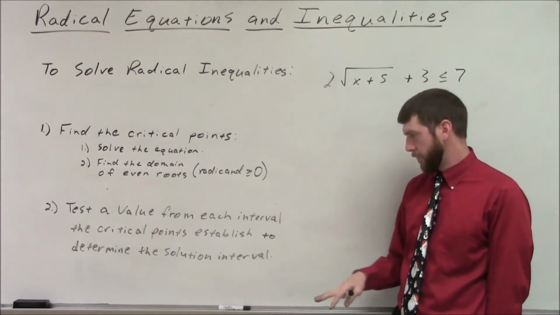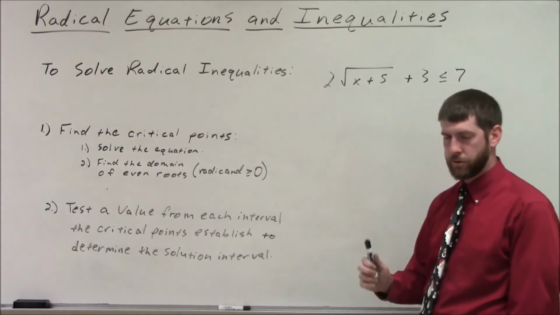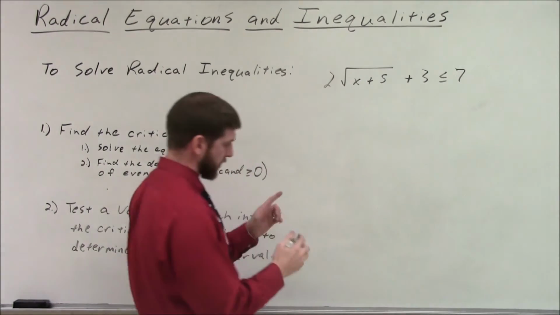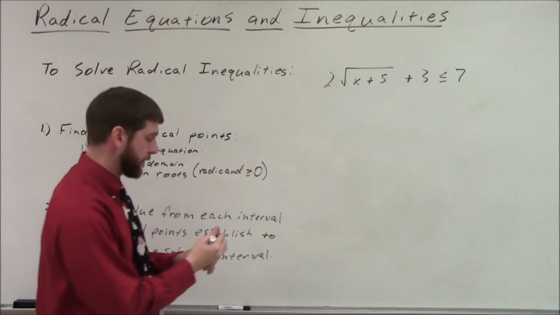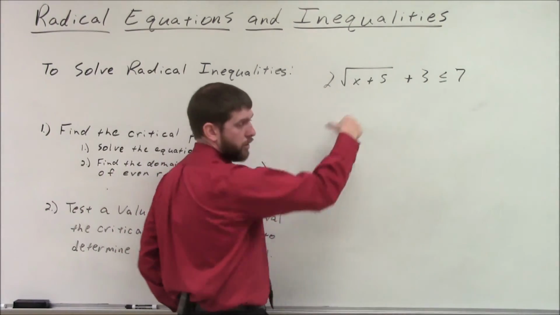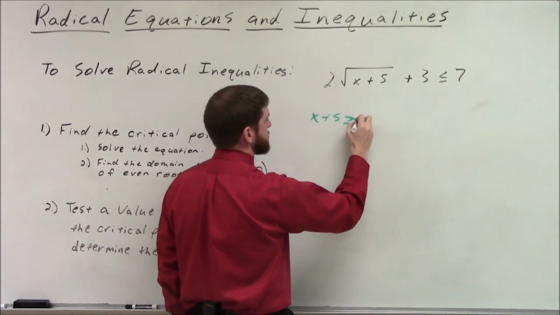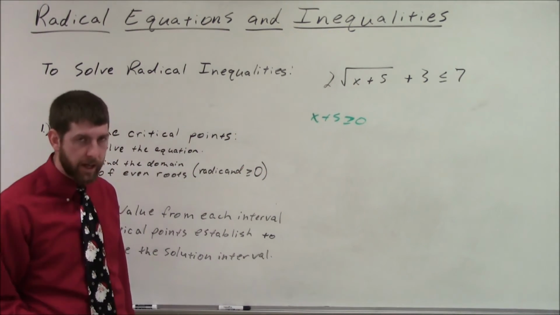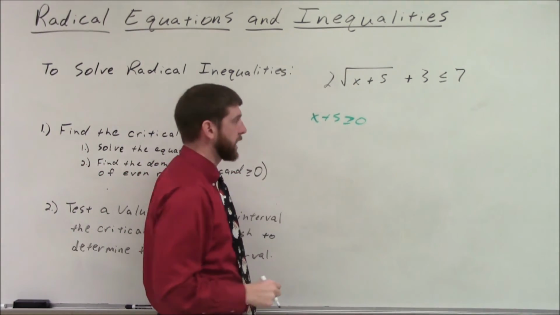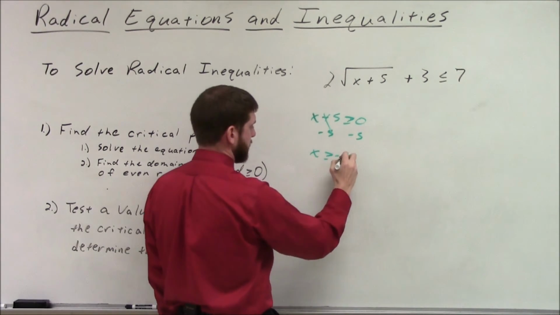We're going to test a value from each interval to determine which interval is the actual solution interval. So let's say we have this example right here. I'm going to do two things. First, I'm going to look at the radicand. That's the portion underneath the radical symbol. So square root is an even root. So I know that x plus 5 has to be greater than or equal to 0. It cannot be negative, because I can't take the square root of a negative. Subtract 5, so x is greater than or equal to negative 5.